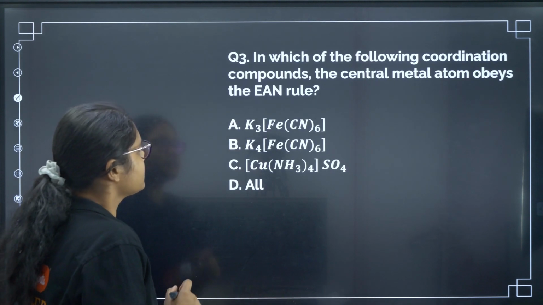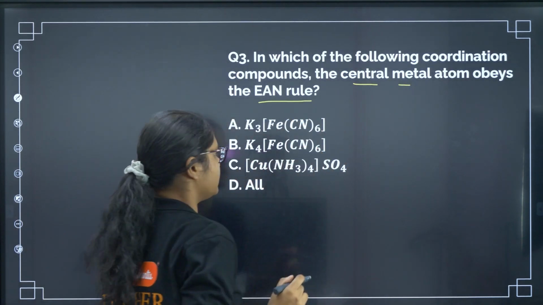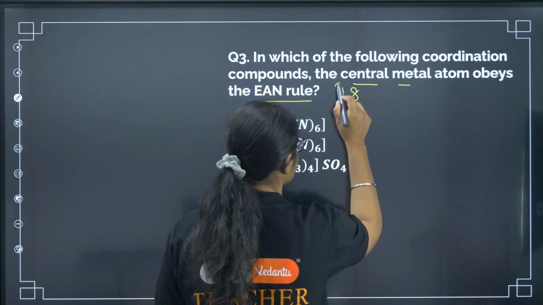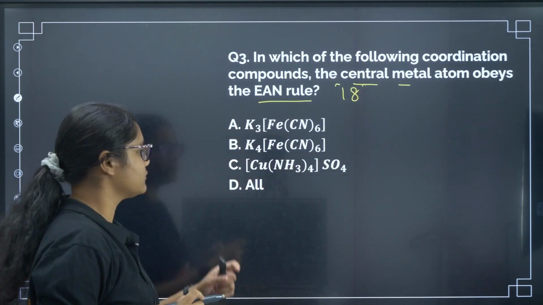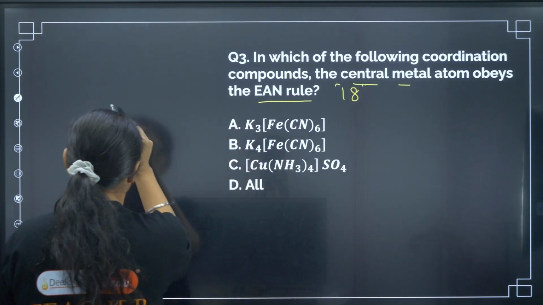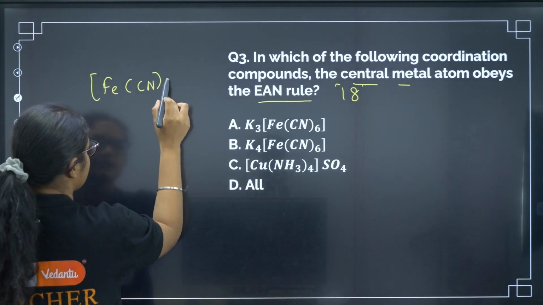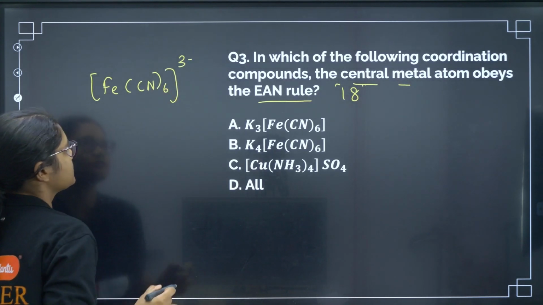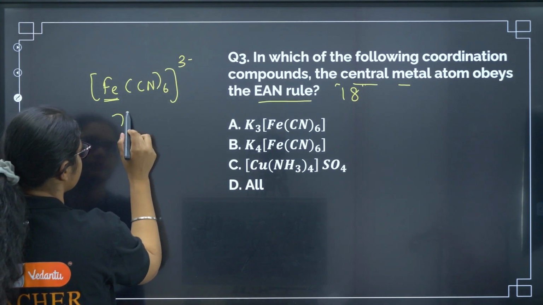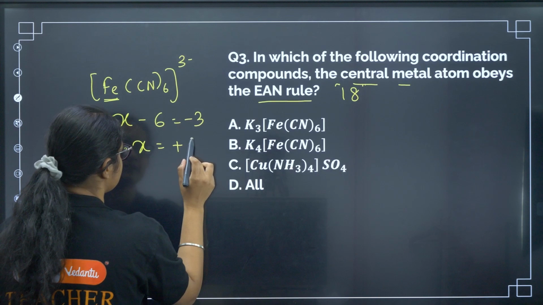Next. Which of the following coordination compounds the central metal atom obeys the EAN rule? So according to EAN rule, the number of valence electrons in any compound should be 18. Okay. So we can check all the options here. So here [Fe(CN)6] has 3 minus charge. Okay. So now we can just calculate what is the oxidation state of iron here. So X minus 6 is equal to -3. So X will be equal to +3.